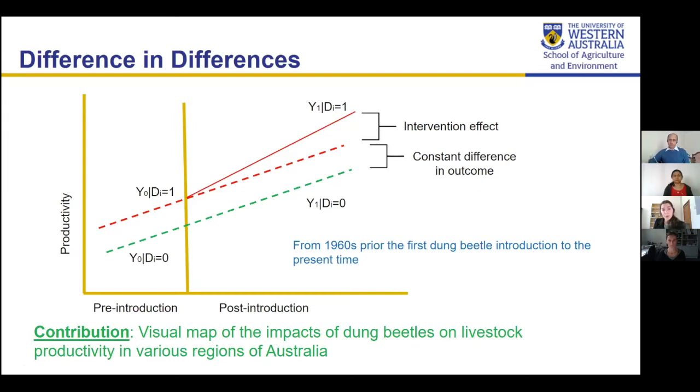And the main contribution here will be a visual map of the impacts of dung beetles on livestock productivity in various regions of Australia.